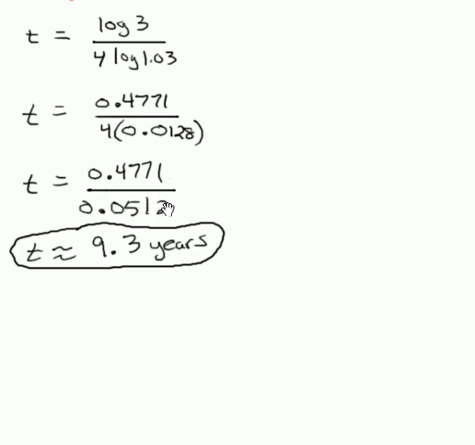So again, to answer the question, if you've got $1,000, you find some place that will compound it 4 times a year at 12%, how long will it take to get $3,000? Answer to that question is 9.3 years. And that pretty much concludes this lecture, this lesson.